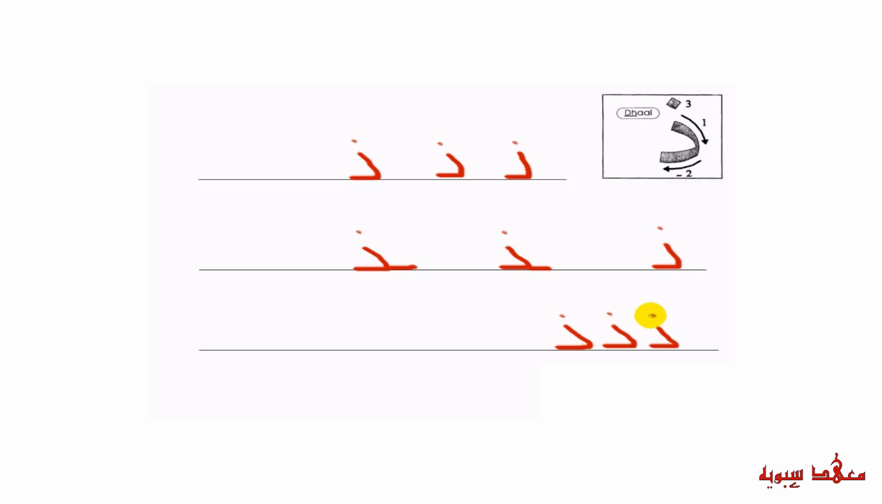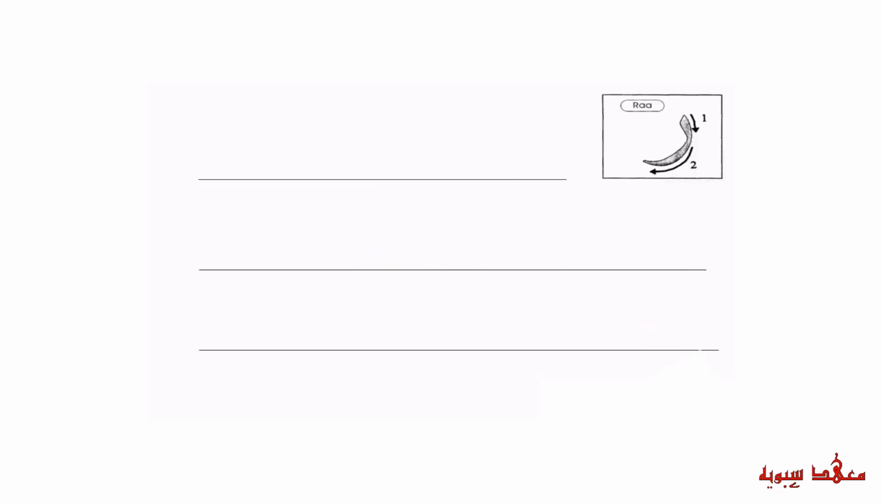Okay, next letter, the ra. Now, unlike the daal, which is more closed, the ra is open. So we start from probably about here, and then go down like this. See how it's open rather than closed like the daal. So that's how you write the ra.